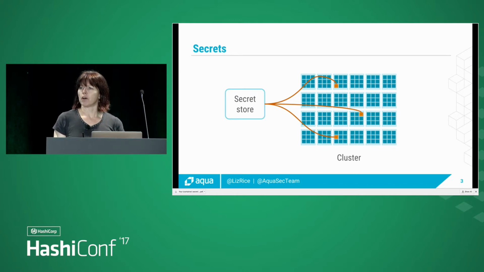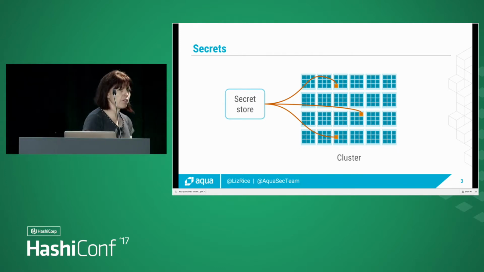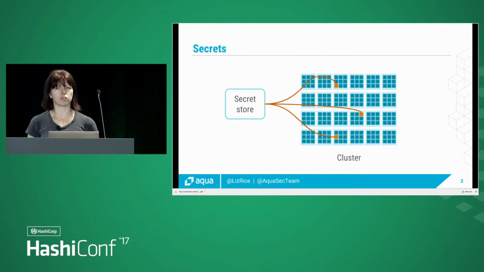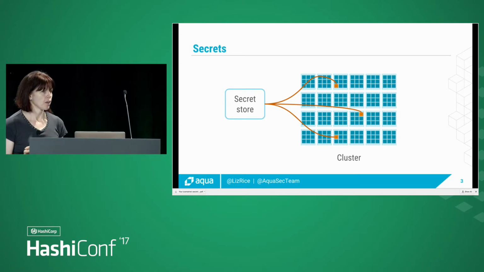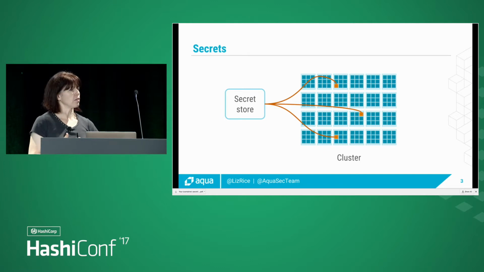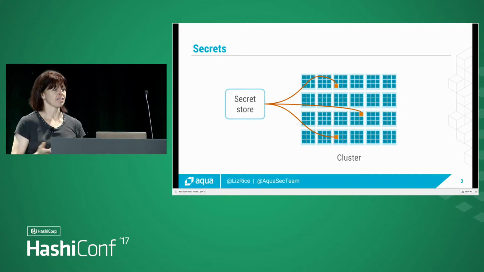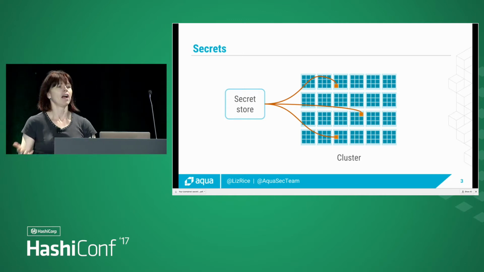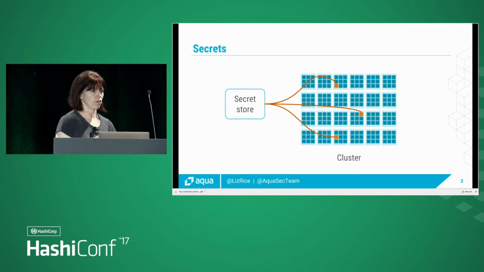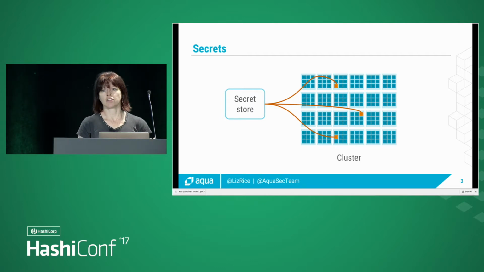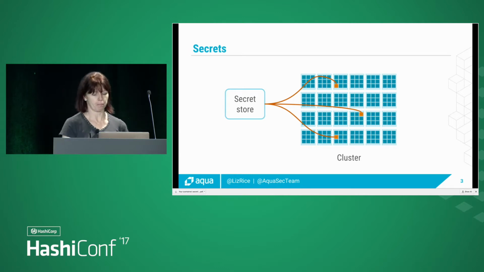How many people in the room are using containers? That's a pretty large proportion of you. Good. How many of you are using containers under some form of orchestration? Also, the majority. Good. So you'll all be aware that you are going to start some containerized code. It's going to land somewhere in your cluster. You don't know where. And the secrets management part of your whole configuration needs to get the secrets to the right code at the right time.